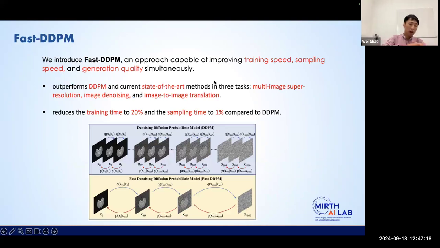So what we propose is fast DDPM. One classical diffusion model is called DDPM, the denoising diffusion probabilistic model. We propose a faster version of the diffusion model, called fast DDPM. Our idea is to not use all those 1,000 time steps. Why not use fewer time steps? In this approach, we propose to use only 10 time steps. By doing so, we found that it significantly reduced the training time to about 20% of the original DDPM, and the sampling time to even 1% of the original DDPM. This is a simple idea, but it works really well.